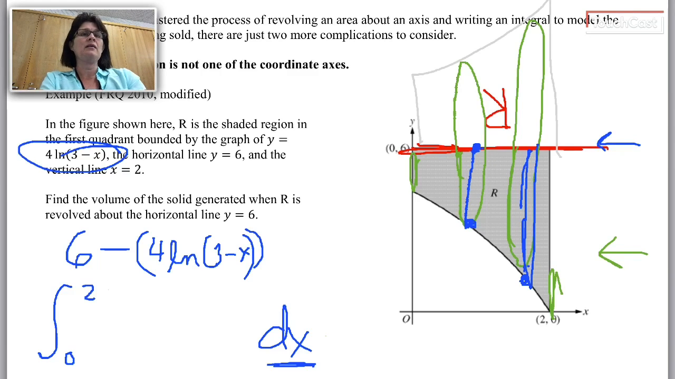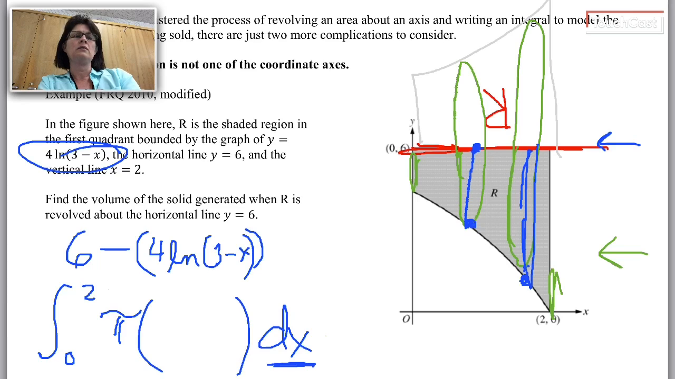So the area, what does the slice look like? If I looked at that, it would look like a green circle, right? So the area of a circle, pi r squared. Can I strongly suggest you make your parentheses and your square first and then try to fill in the r? It's going to be 6 minus 4 natural log, except give yourself more room than I did. 3 minus x.